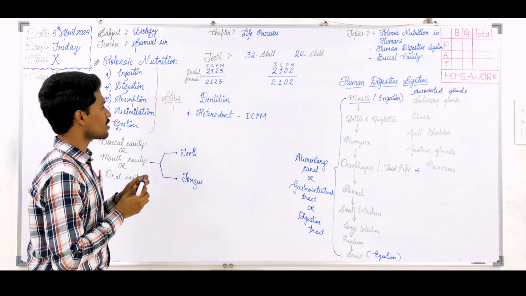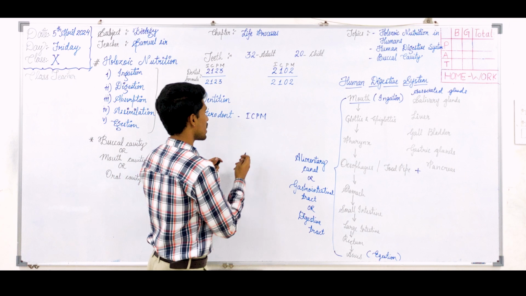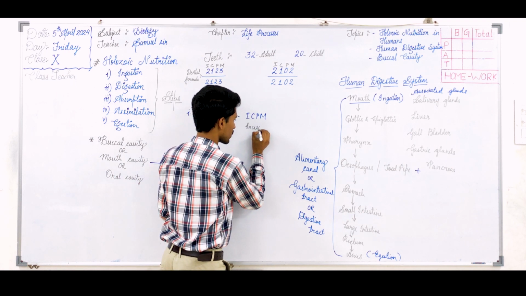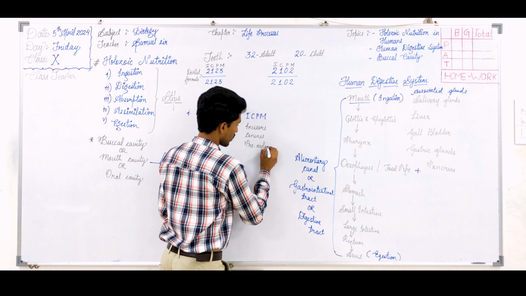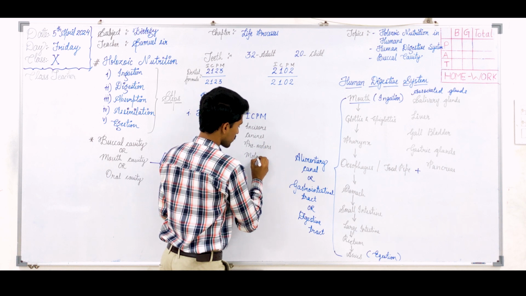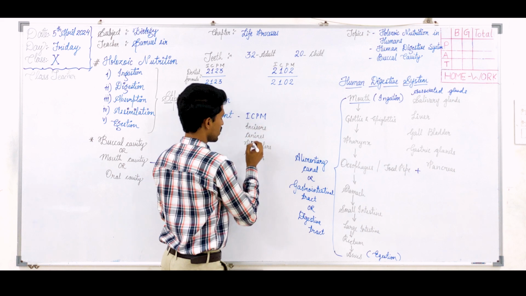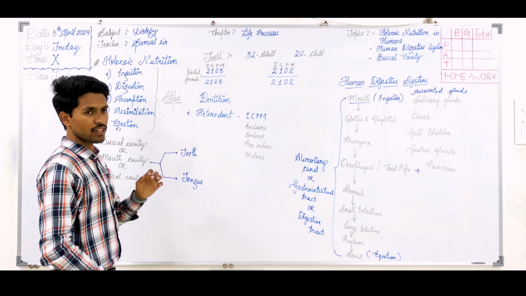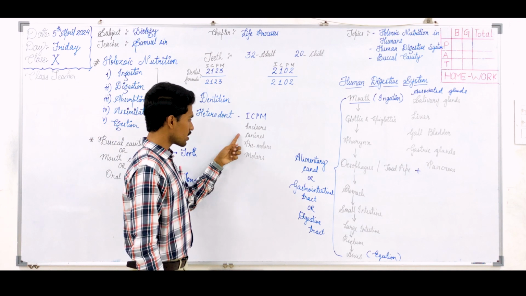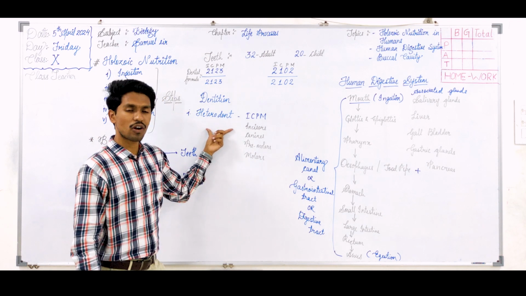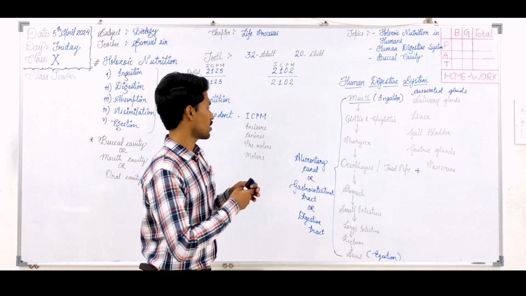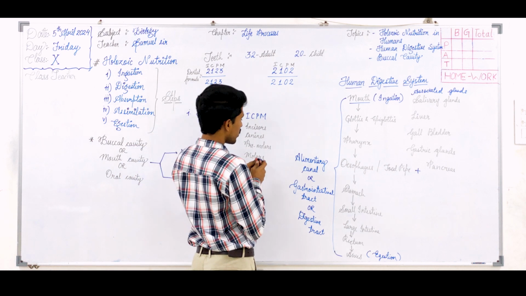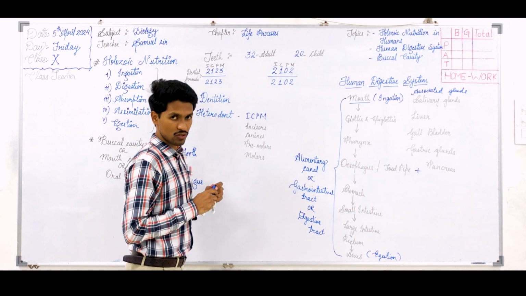Take for example ICPM, that is I stands for incisors, C for canines, P for premolars, M for molars. So these are the four types of teeth which we find in the case of humans. As you see, the different types of teeth are present. It is called heterodont. Now the question arises, how are they exactly different? We see each of the teeth performs different functions as well as the structure is different.